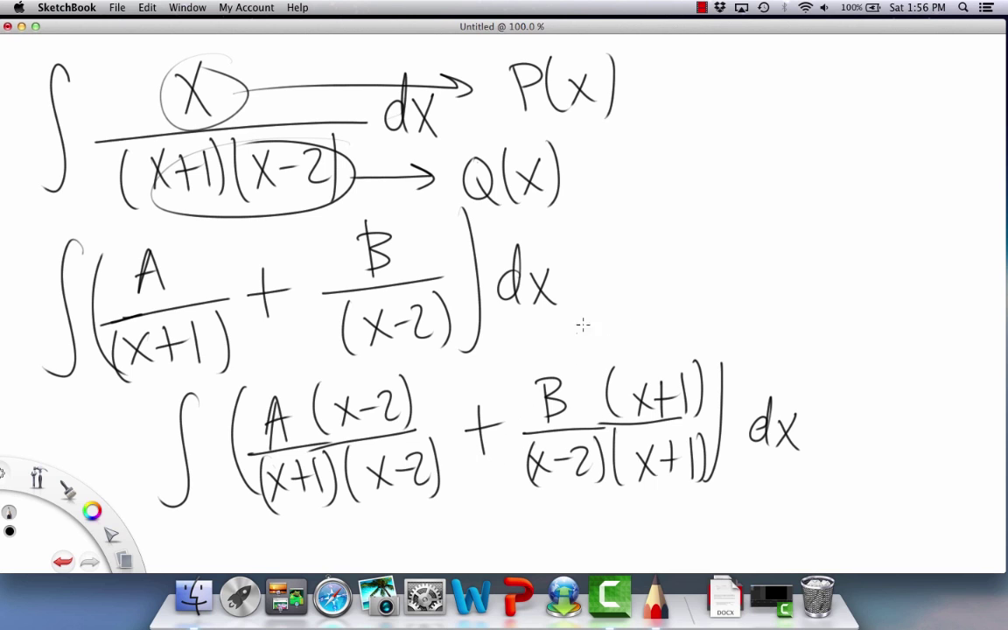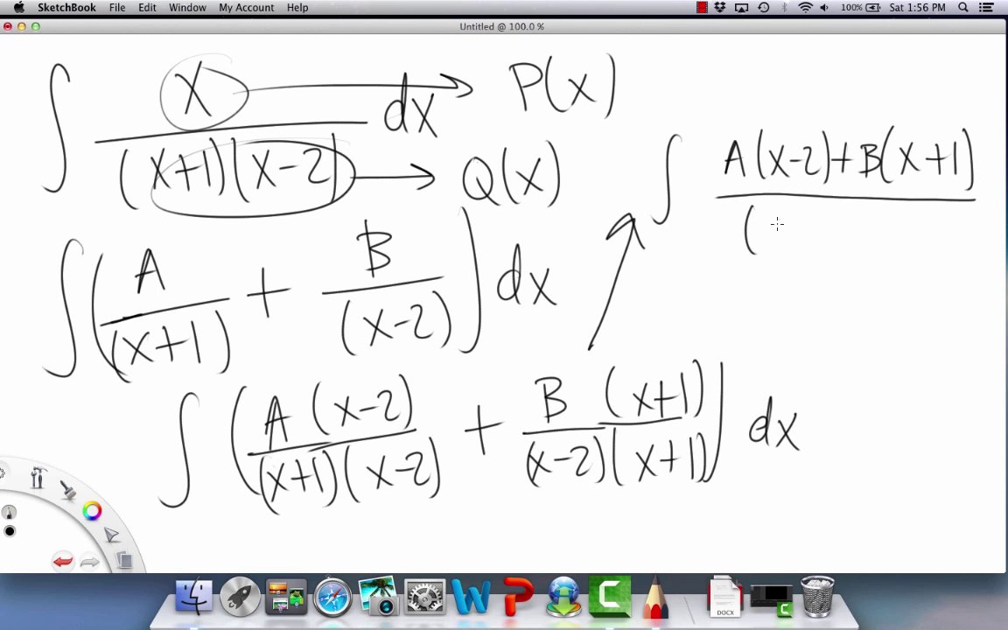So as you can see, once we combine these together, once we add them, I'm going to go up here. On top, we're going to have a times x minus 2, plus b times x plus 1, and then all over our common denominator. Okay? And then, oh geez, there's a dx over here too.